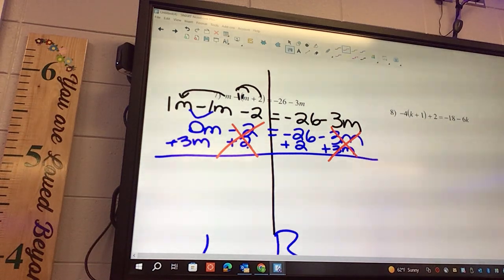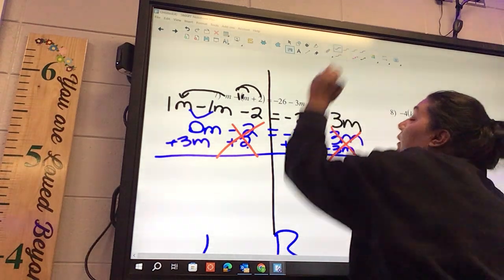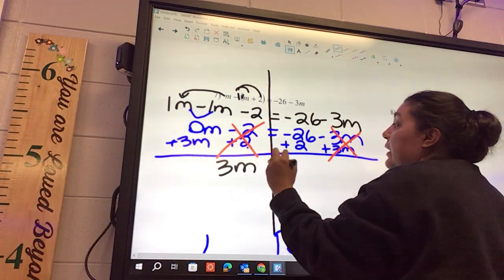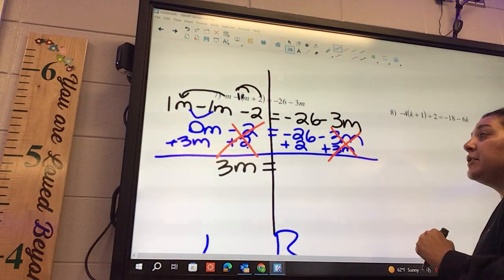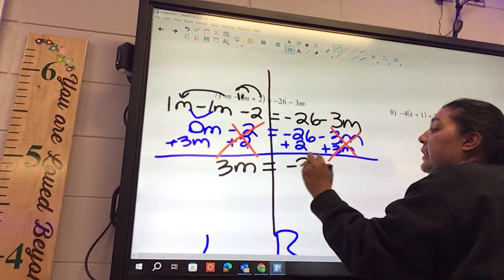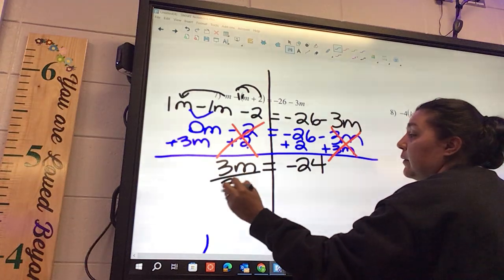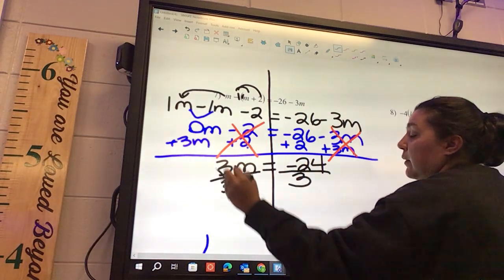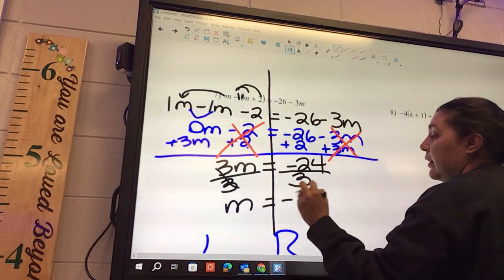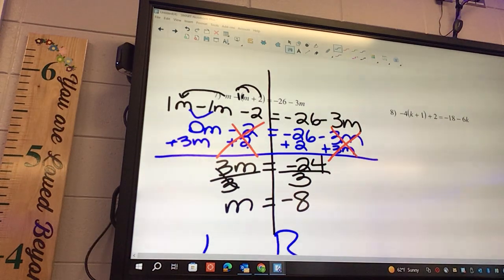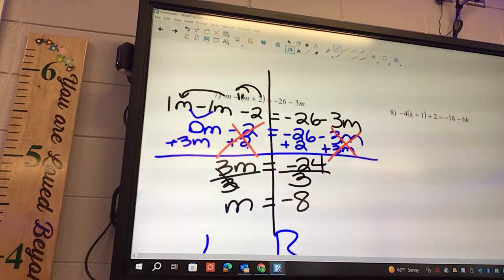0 plus 3M. Negative 26 plus 2, negative 24. And then what? Divide by 3. M equals negative 8, yes. We got 2 left.